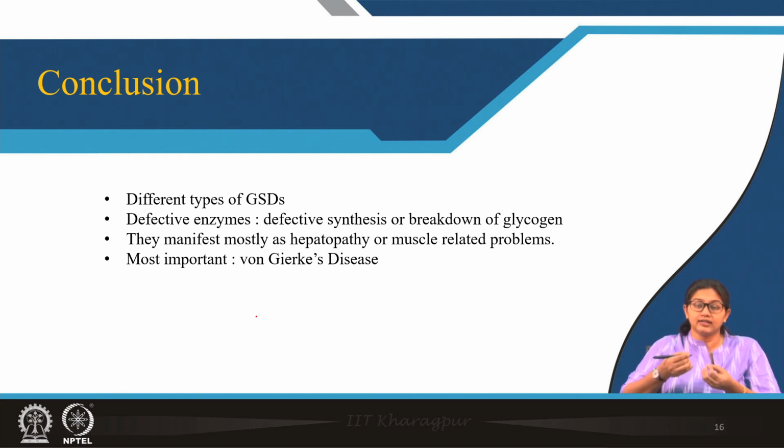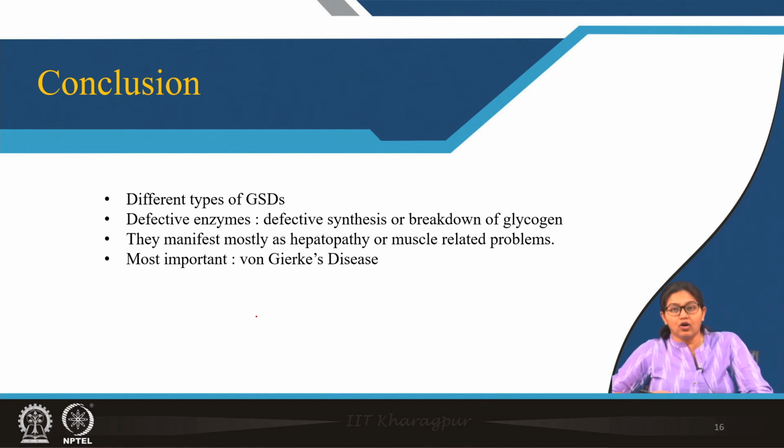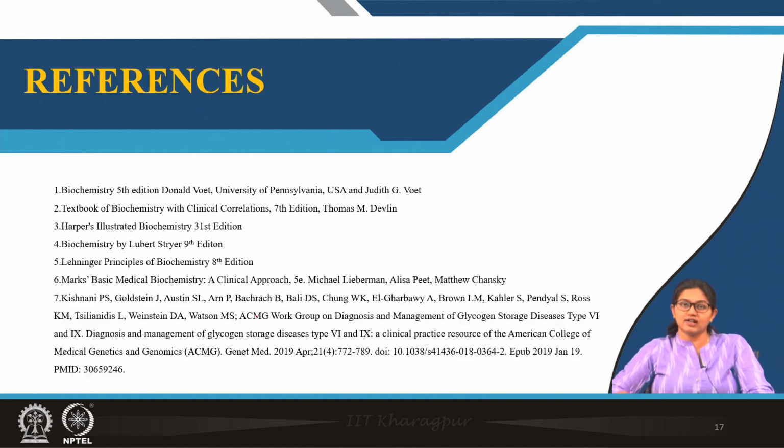And the line of treatment for all the glycogen storage disorders, the most important one, is tackling hypoglycemia. So, basically a constant provision of carbohydrate to the circulation. So, this is all about glycogen storage disorders.